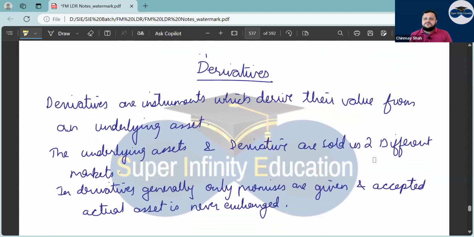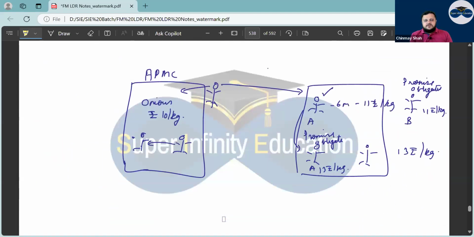Derivatives are instruments which derive their value from what? An underlying asset. The underlying asset and the derivative are sold in two different markets, because there are two parallel markets going on. Only the rate is derived from what? Tell me that one part. In derivatives, generally only promises are given and accepted. The actual asset is never exchanged, correct?